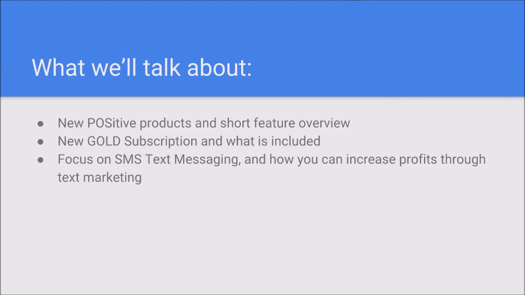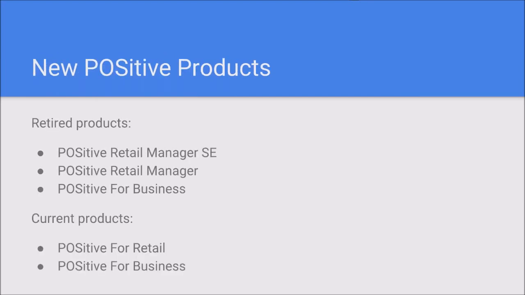All right, so here's what we're going to talk about. We're going to talk about the new products and do a short feature overview. We're going to talk about the new Gold subscription and what's included in that, and then we're going to focus on SMS text messaging.